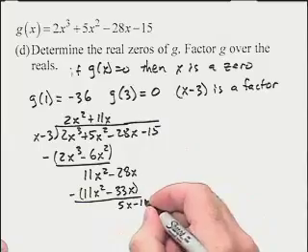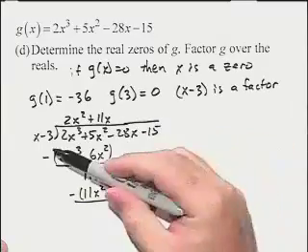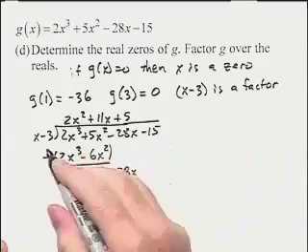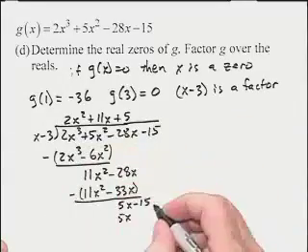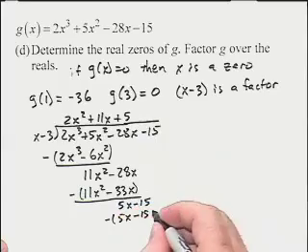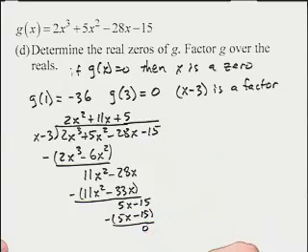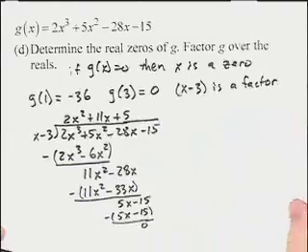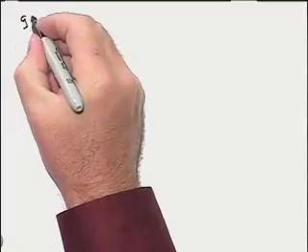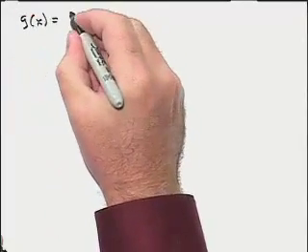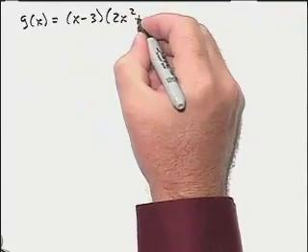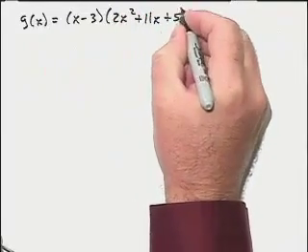We do our subtraction, we'll end up with 5x. Drop down our negative 15. To get 5x, we need to multiply x by 5, so we'll have plus 5. 5 times x is 5x. 5 times negative 3 is negative 15. We subtract that, and we get a remainder of 0, which we should if x minus 3 is a factor. What that allows us to do is rewrite g of x as the product of x minus 3 and 2x squared plus 11x plus 5.